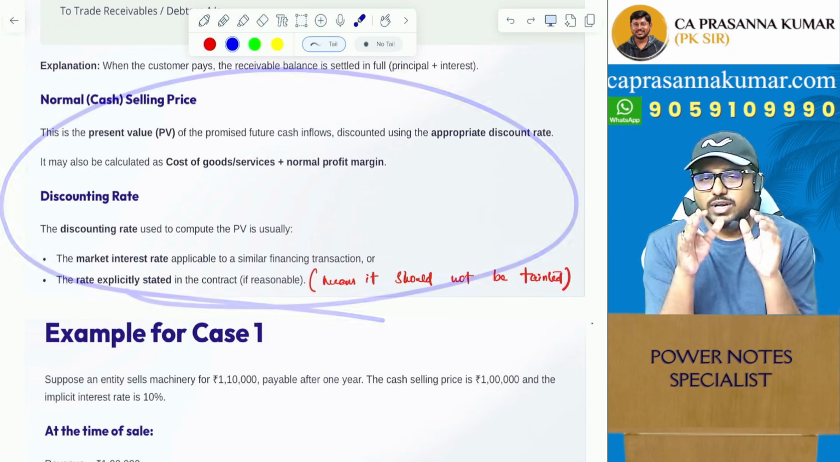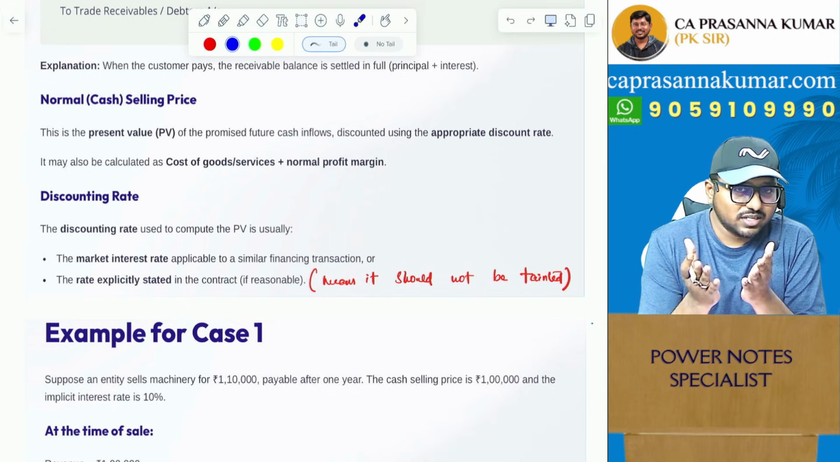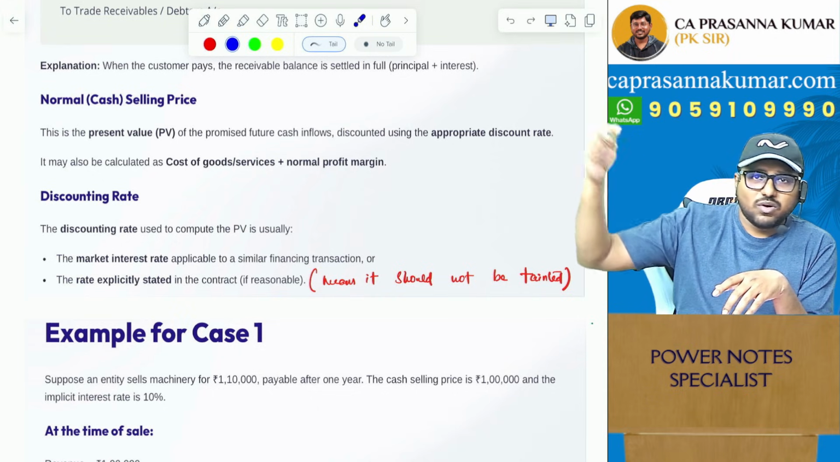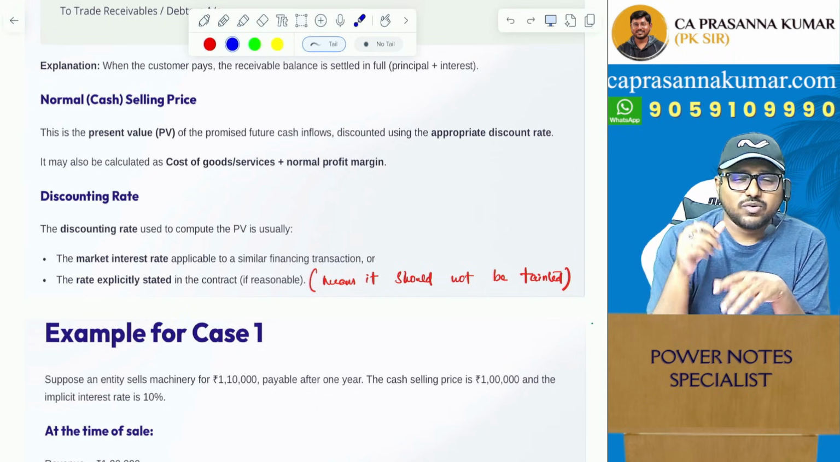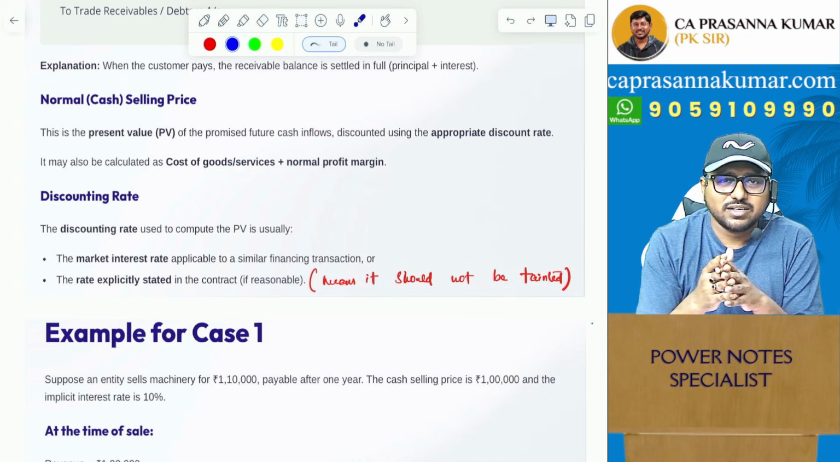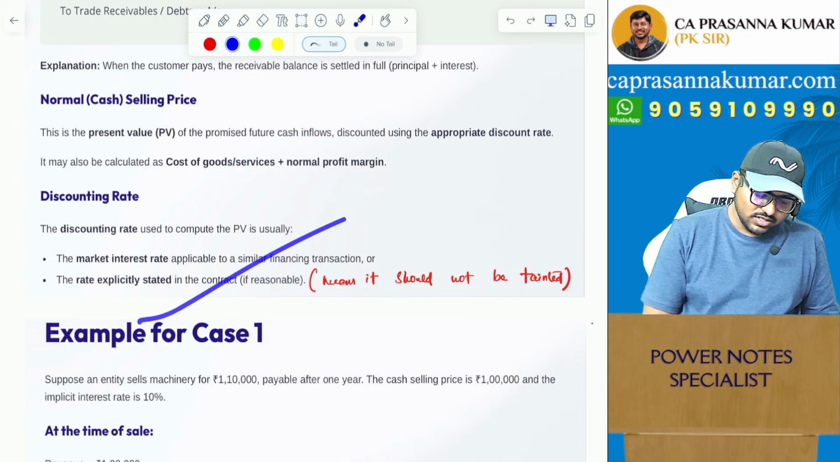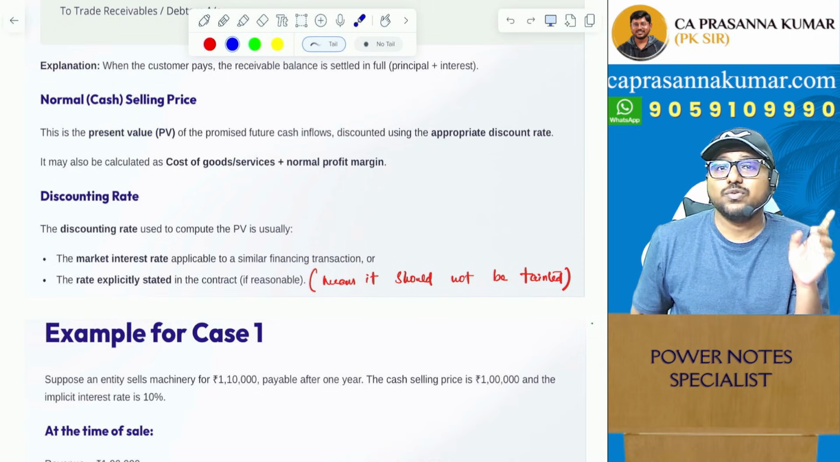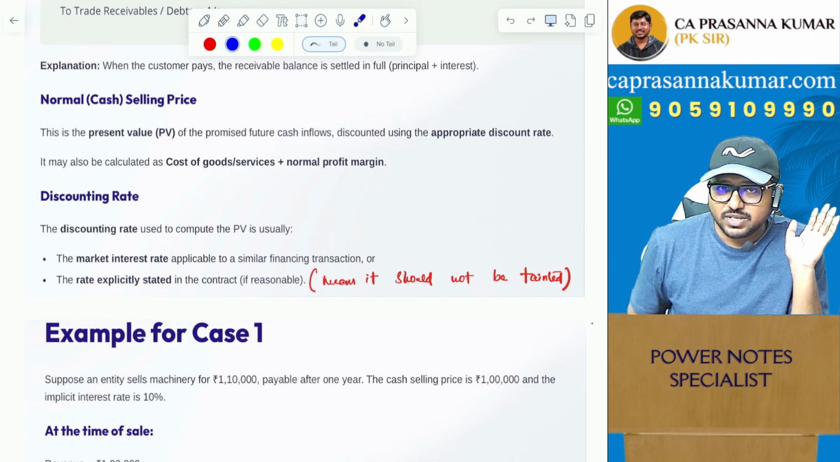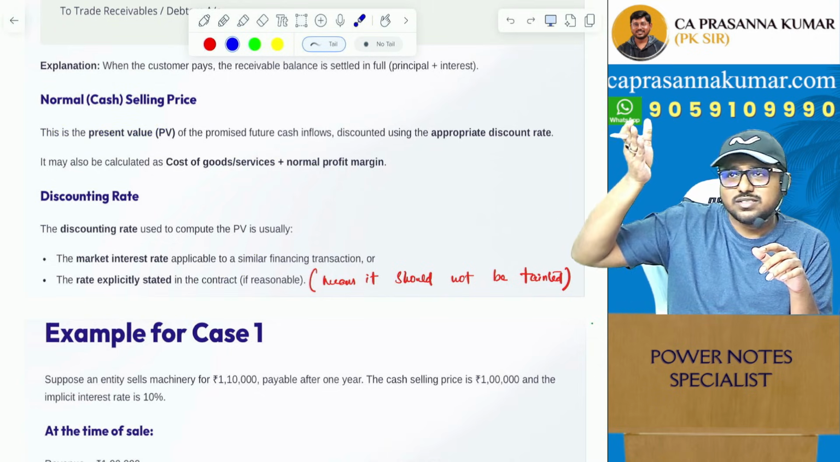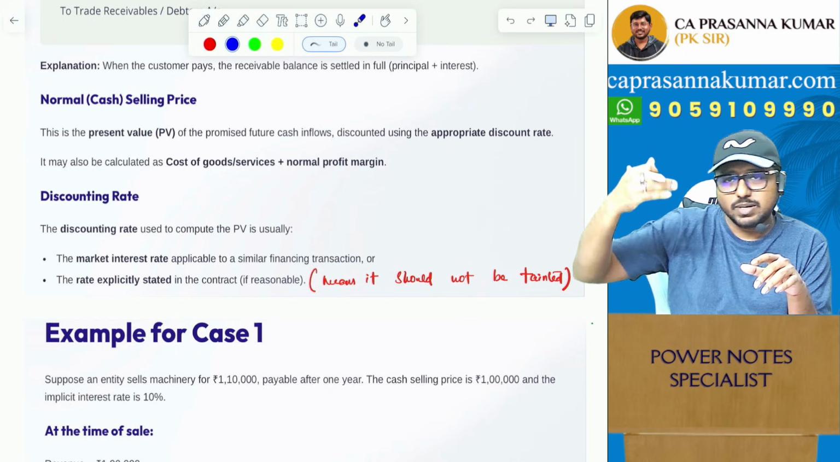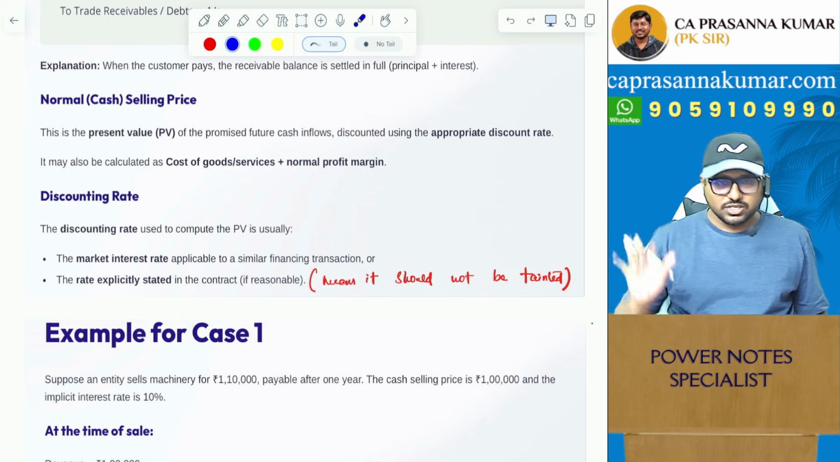So when it comes to cash selling price, if it is directly given, then that's fine. If it is not given, then you take all the future cash flows, discount them at the discount rate, which should be the market rate, which should not be tainted, and then you should be getting your normal cash selling price. That's all. This normal cash selling price is the price at which you will recognize revenue on day one. Later, you will add interest, you will increase the debtors or receivables, and finally, once they make the payment, bank account debit to receivables or debtors. That's all. There ends the matter.